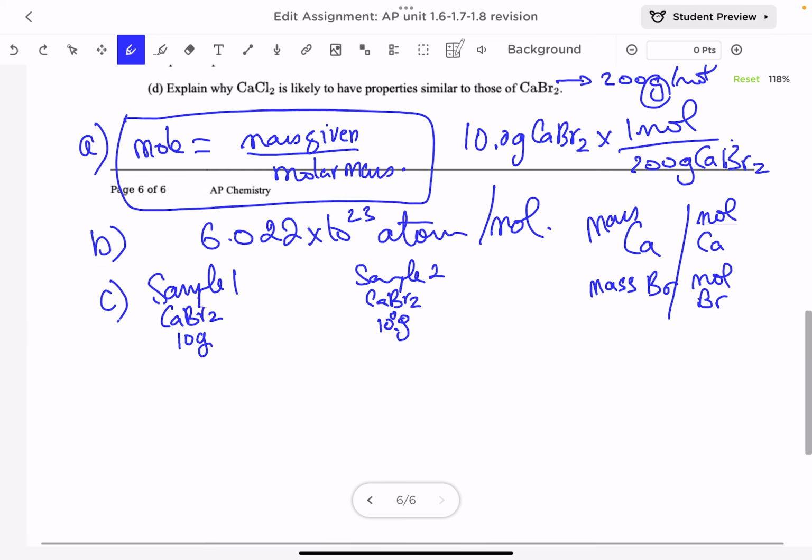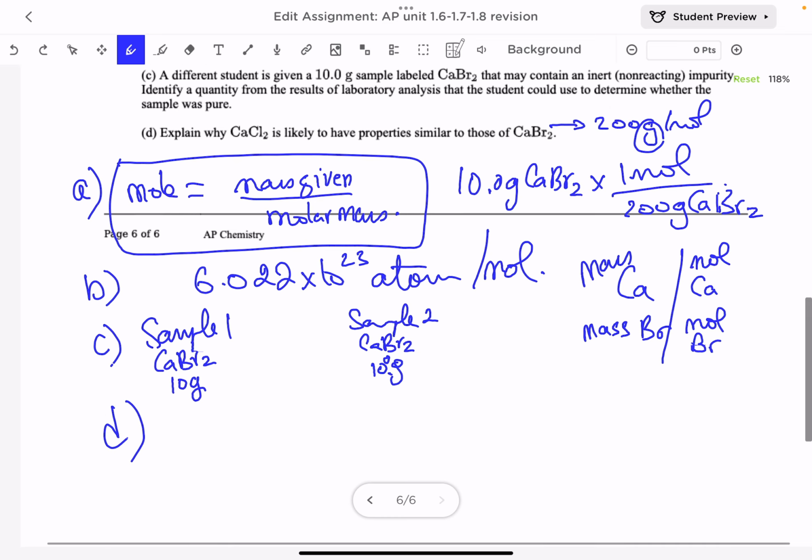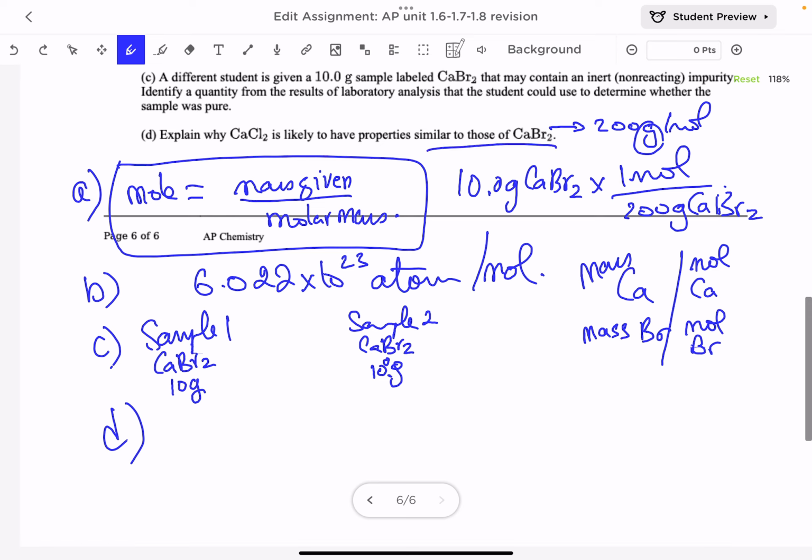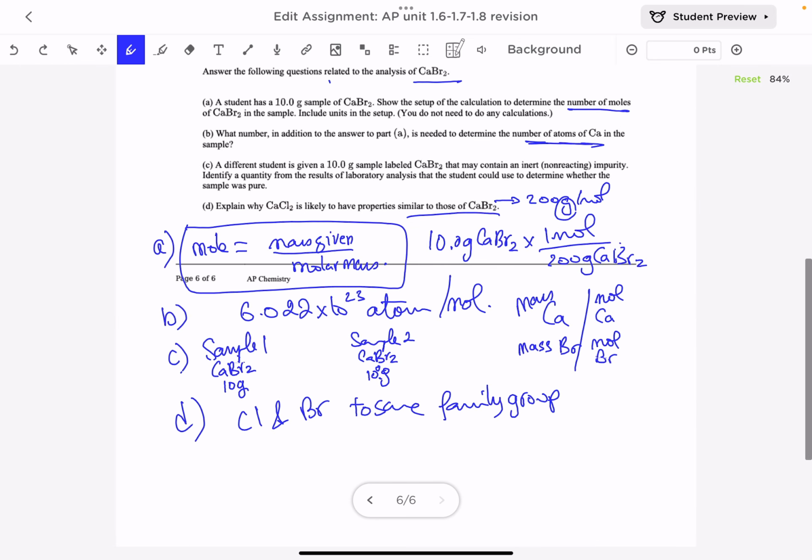Now, part D, and finally: explain why CaCl2 is likely to have properties similar to that of CaBr2. That's so obvious. Cl and Br belong to the same family group in the periodic table. So Cl and Br have the same chemical properties, the same valence electrons. So definitely they would have similar properties. Practice. Thank you.